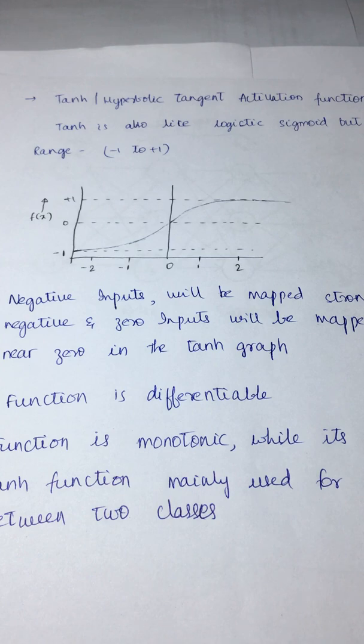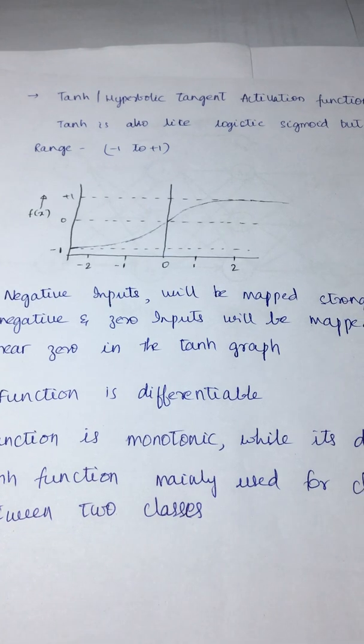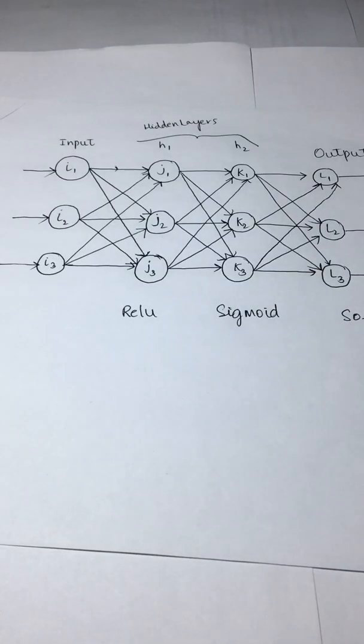Coming to the actual formula, it is nothing but 2 divided by 1 plus e to the power of -2x, minus 1. This is the tanh function formula. The range is -1 to +1, which you can see from the plot. The function is differentiable. The other one is you can clearly see from the graph that the function is monotonic, but the derivative is not. It's commonly used whenever you have binary classification use cases. Again, this particular activation function is mainly used in classification use cases only.